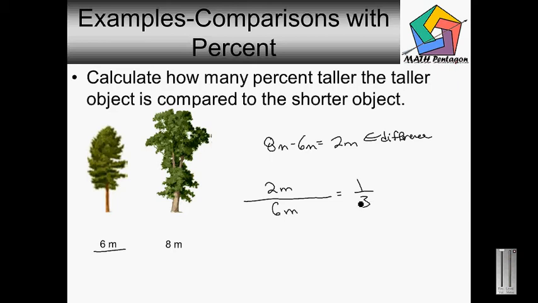and then we just do 1 divided by 3, which is going to give us 0.33, and then we have to multiply that by 100, which is going to give us 33.3% as our final answer to this question right here.